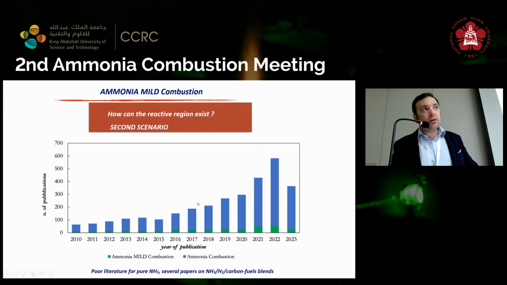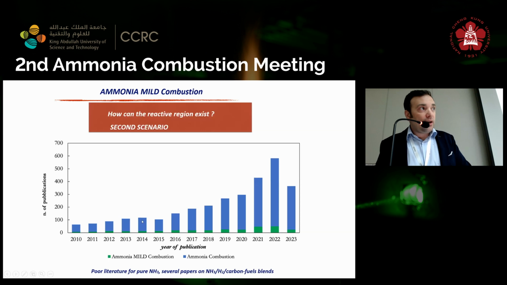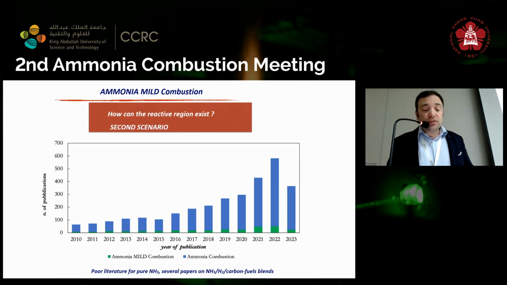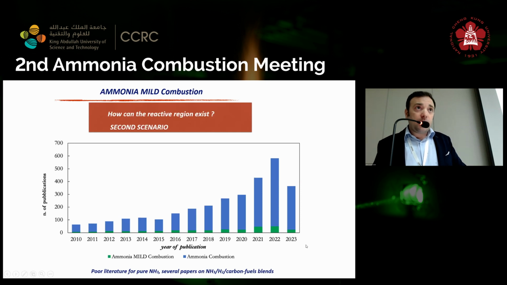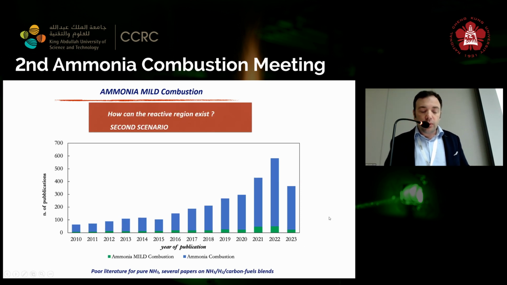Here I've reported the research on ammonia mild combustion. As you can see, we have up to now very poor literature for pure ammonia. It is increasing during the last years, but with respect to the total literature on ammonia, I think it's quite below the target. Mainly, several papers are focused on ammonia and hydrogen blends or blends of ammonia with carbon fuels. I saw very few papers on pure ammonia with mild.